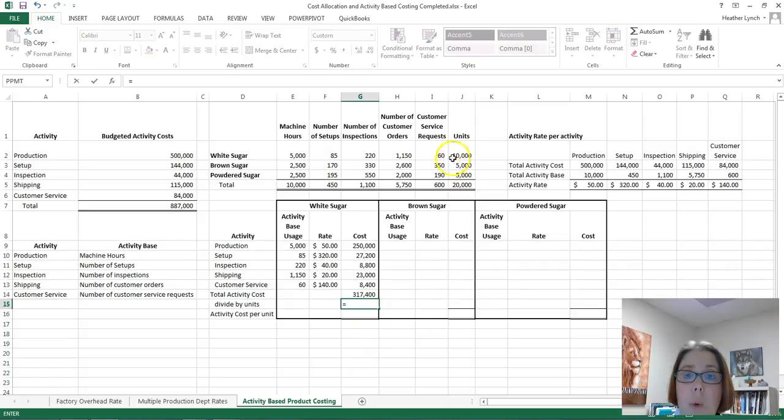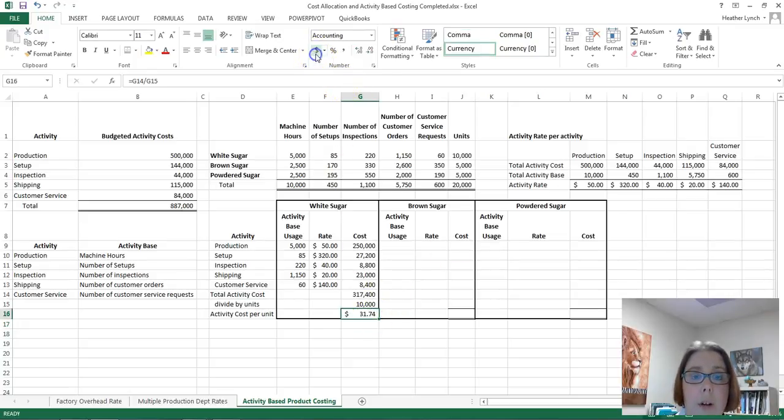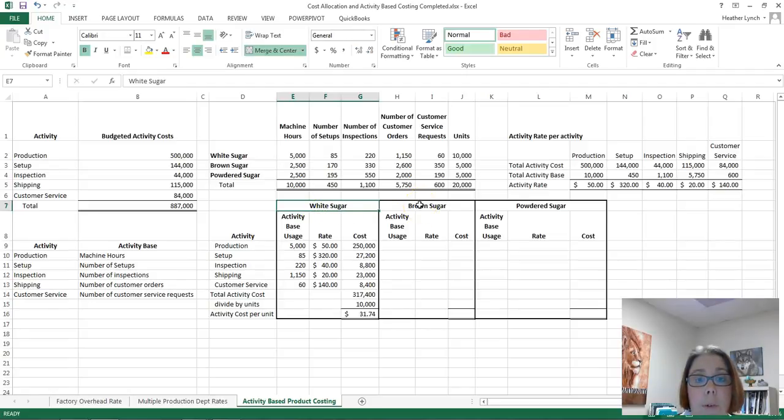Well, white sugar, we produced 10,000 units. So I can divide that out, and that gives me $31.74 per unit. I do the same process because we want to find out activity cost per unit for white sugar, brown sugar, and powdered sugar.